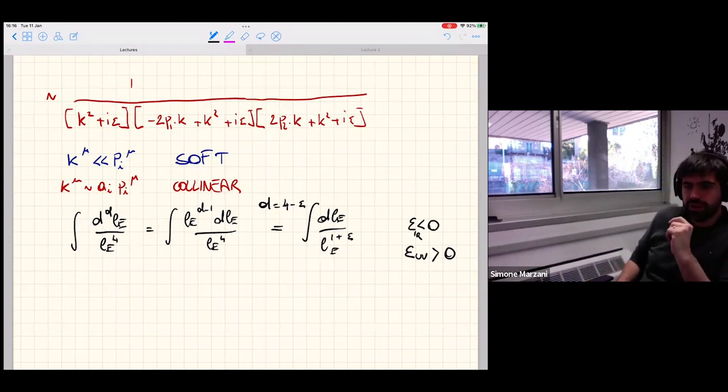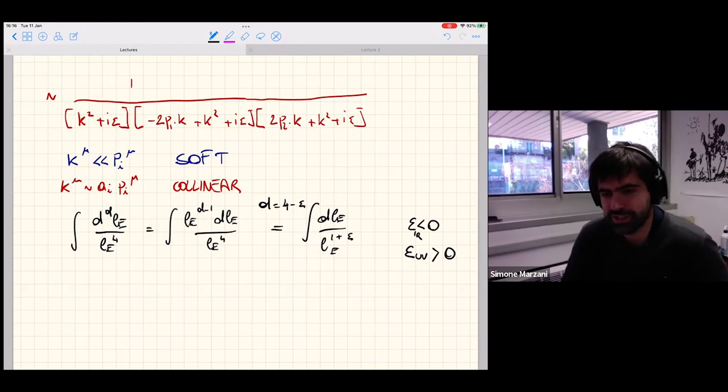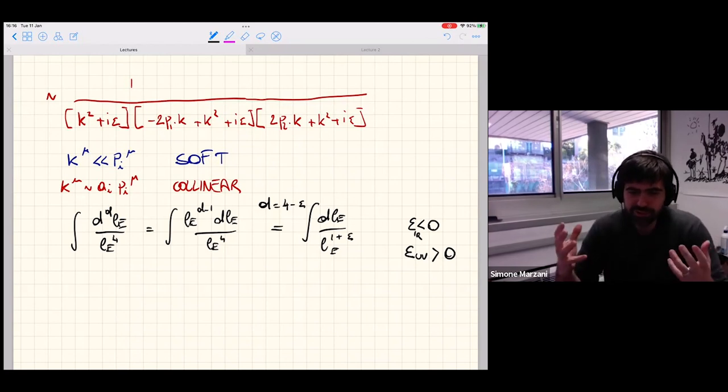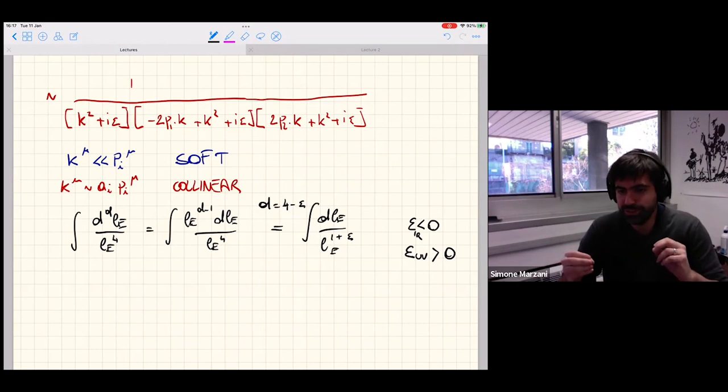I told you about 20 minutes ago that there were some integrals which give me zero in dimensional regularization. And actually, these are divergent integrals where the ultraviolet poles in epsilon cancel against the infrared poles in epsilon to give you zero. But this zero is really coming about because you're canceling two infinities.